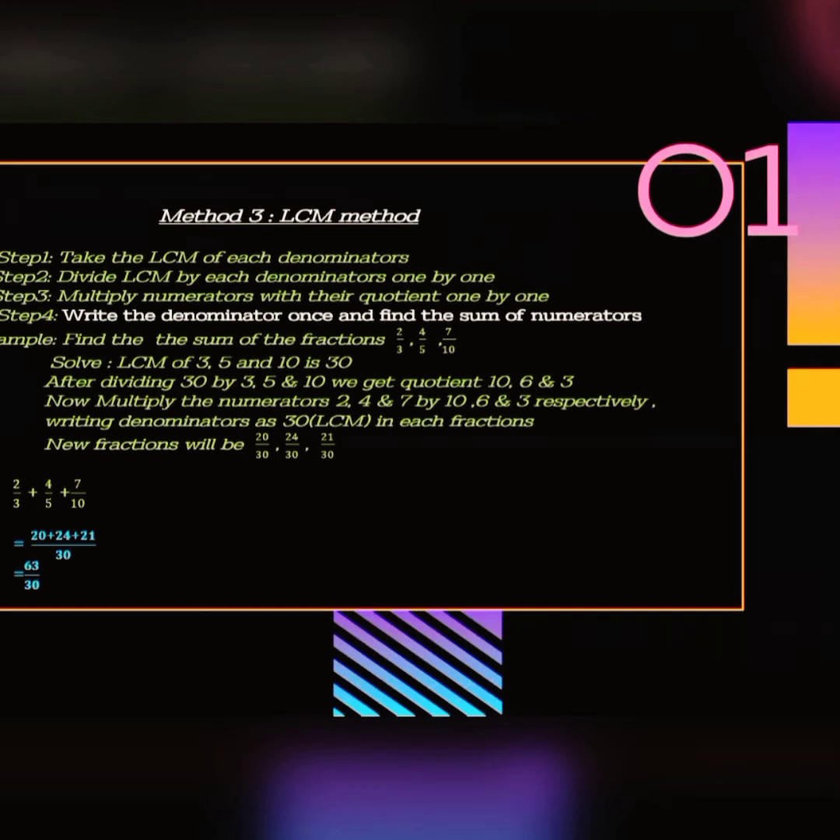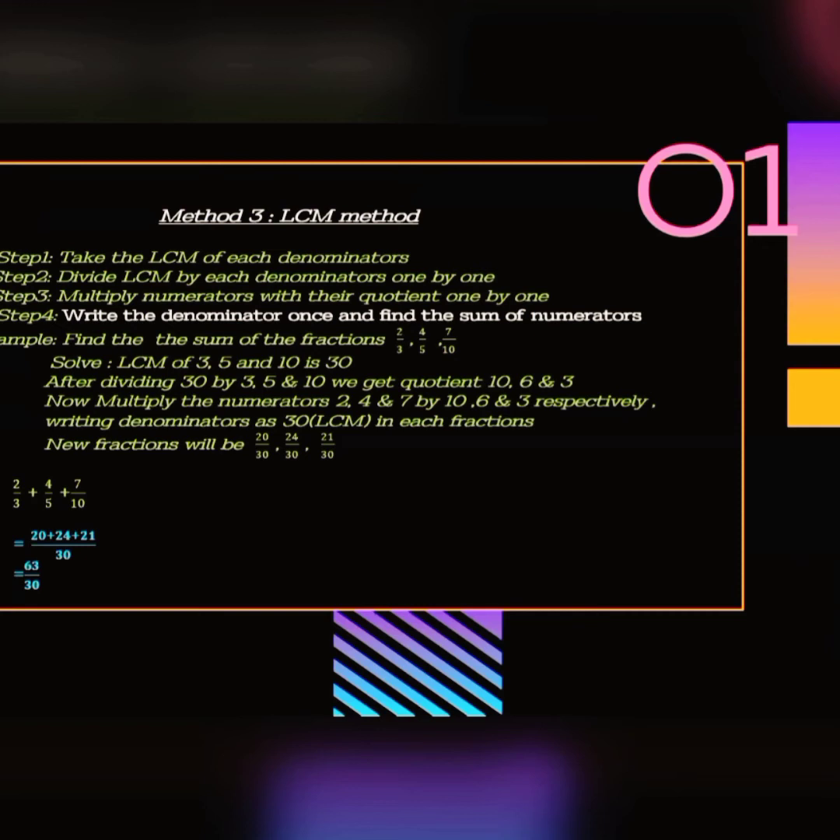What we just want to do is make the fractions, which are unlike fractions, convert into like fractions. So these are the steps to convert unlike fractions into like fractions. So this is the third method called the LCM method. Now the LCM of 3, 5 and 10 will be 30.